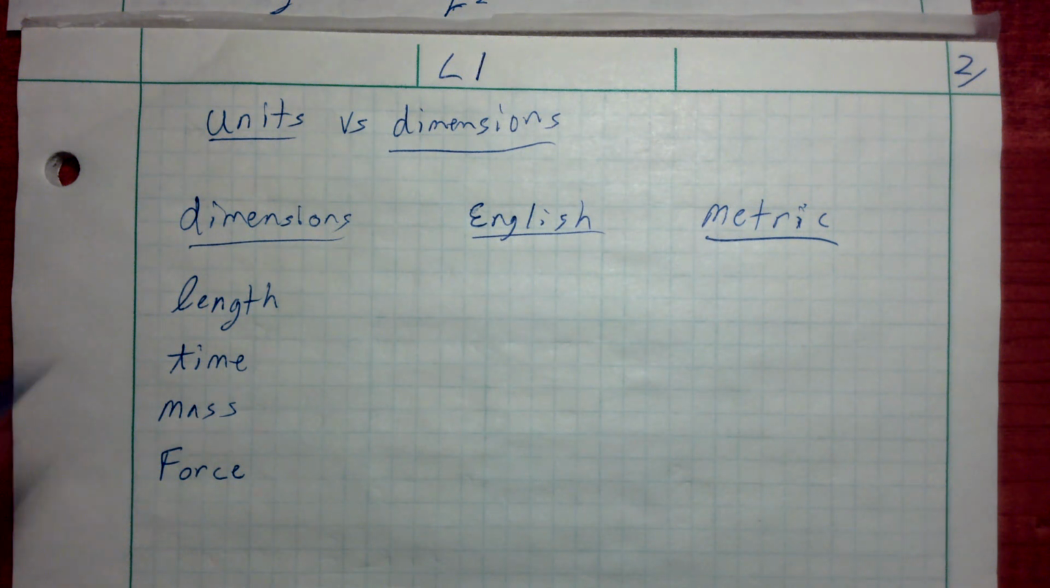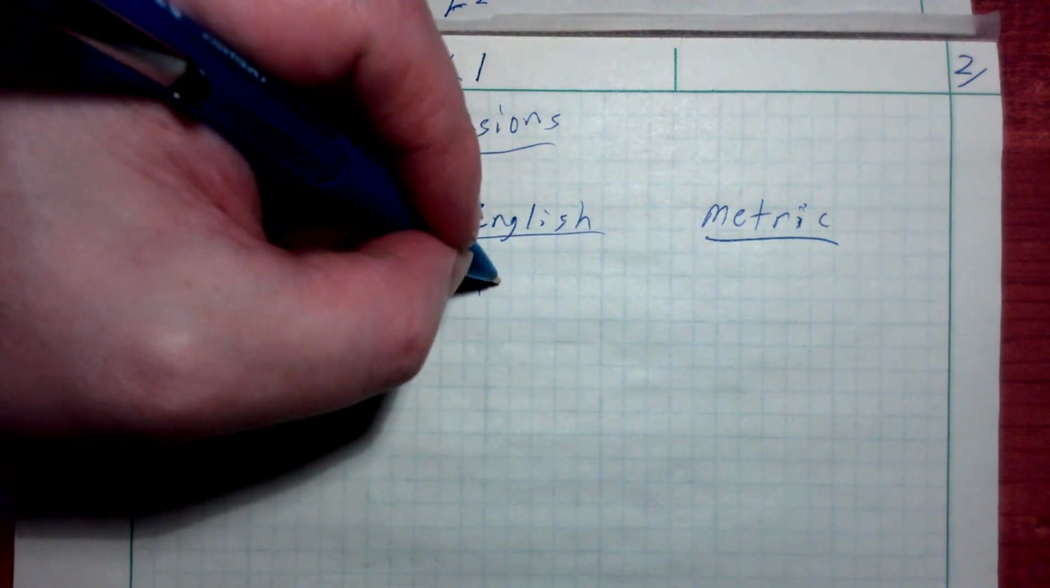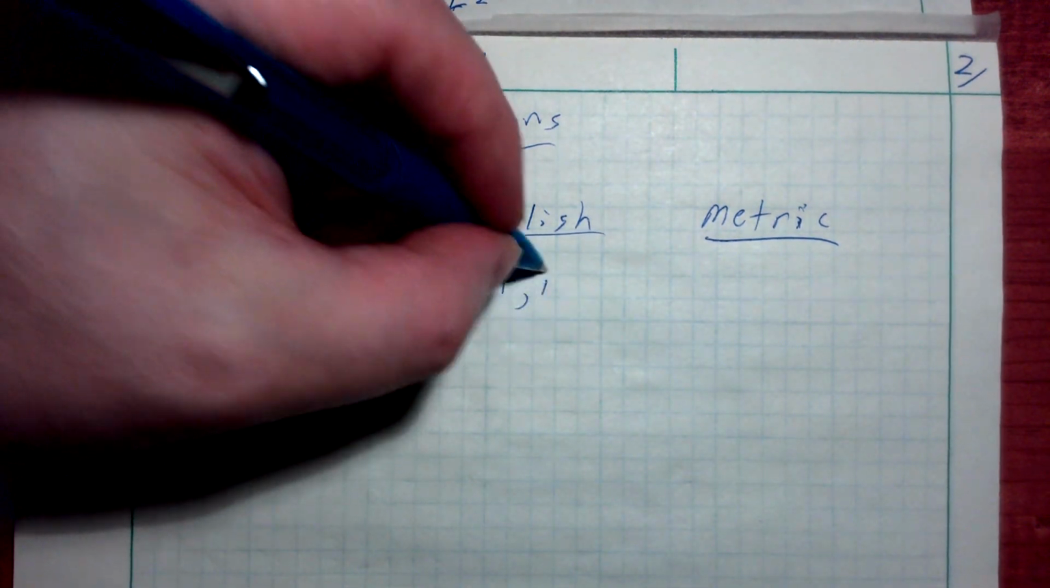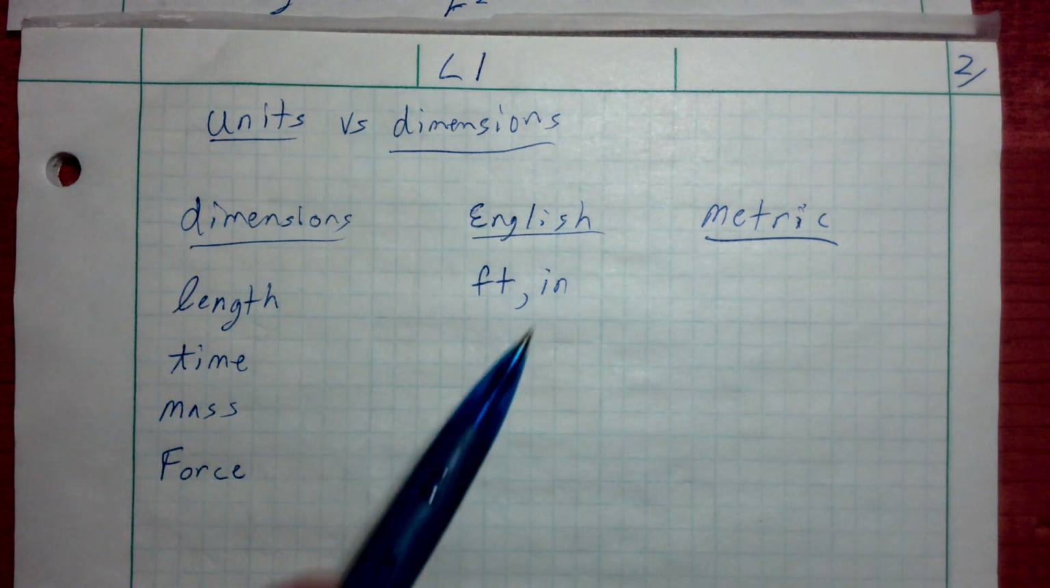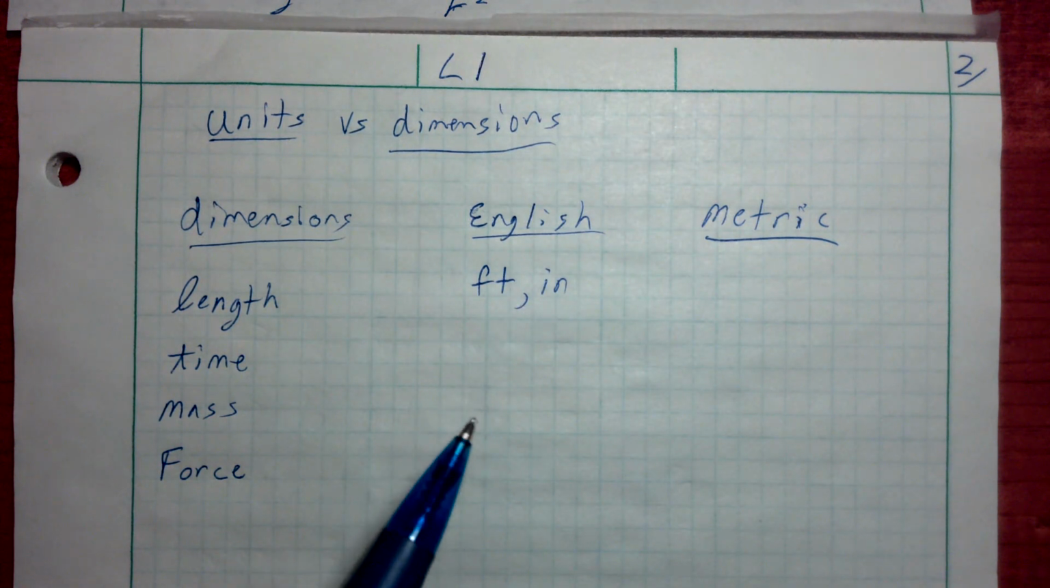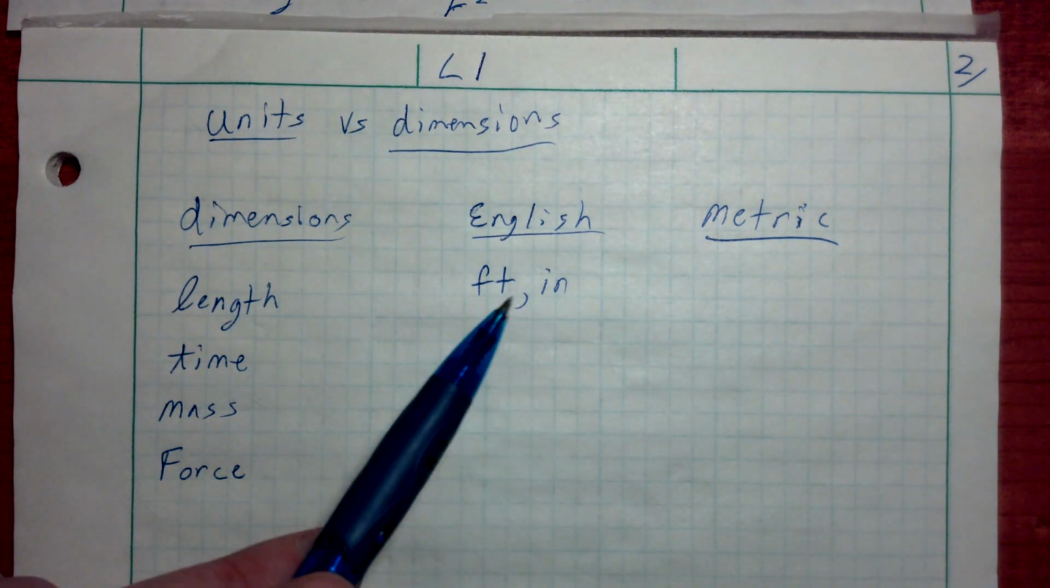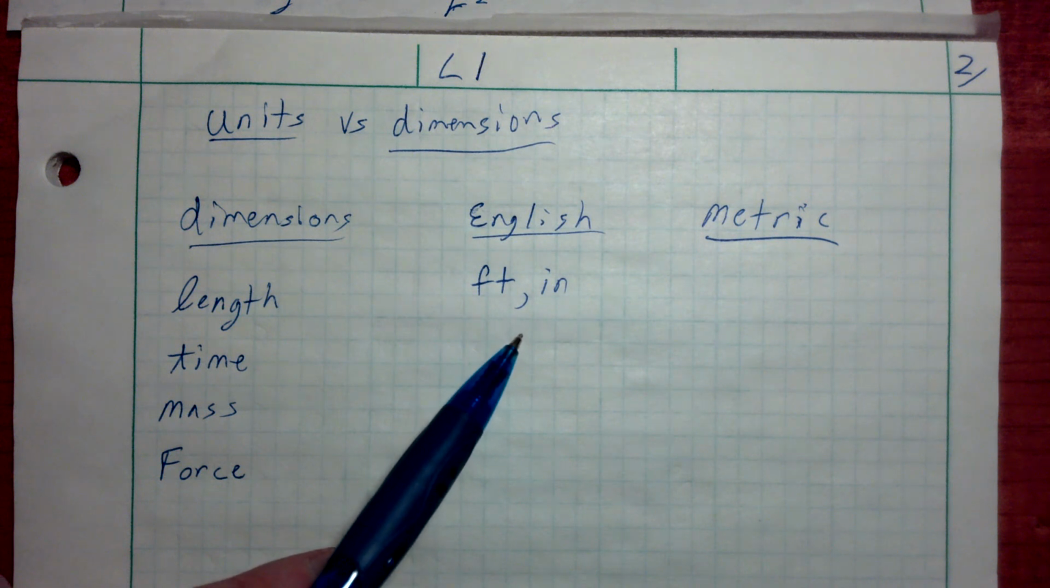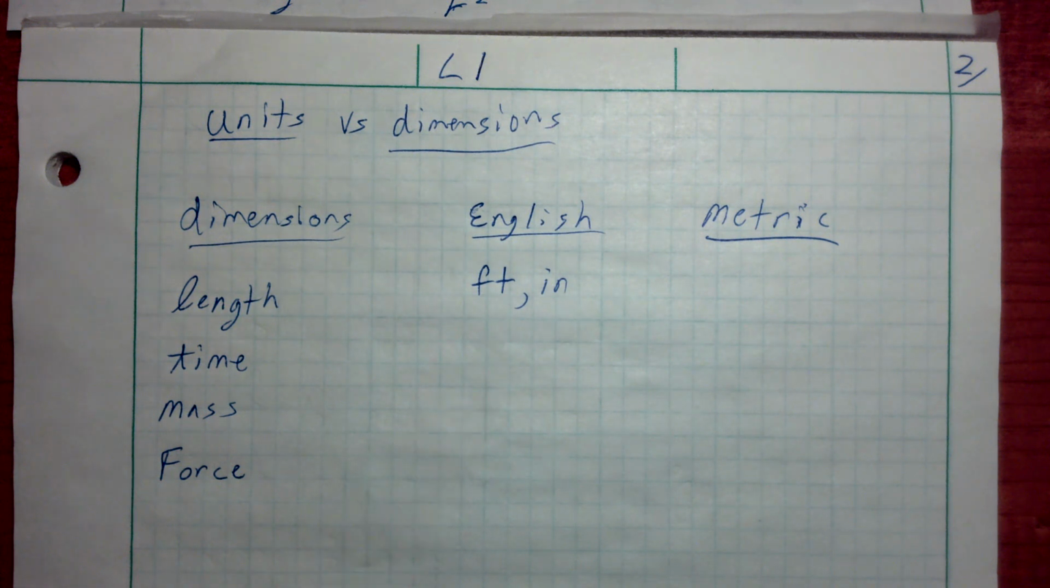The standard units we'll typically see in this course in the English set would be feet and inches. There are 12 inches in a foot. Occasionally you will see yards. There are 3 feet in a yard. On rare occasion we may encounter miles, but I don't think that's going to occur very often in this course. Miles, 5,280 feet in a mile.